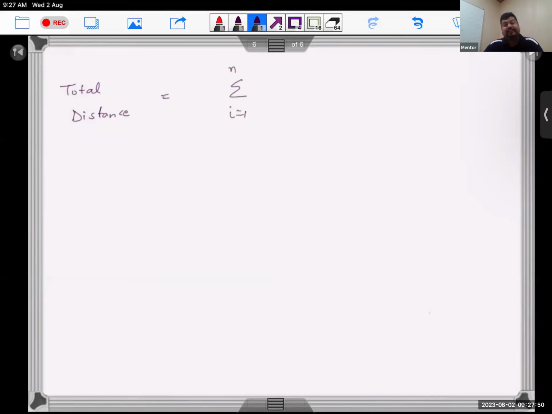So if I have n points, what I'm doing is I'm taking the absolute value of yi subtracted from yi hat. And what is yi hat? This is m times the feature value x1 of i, plus c. Does this make sense? We are subtracting actual and predicted, right? So this is the actual value for the ith point, and this is the predicted value for the ith point. Aren't we subtracting the two?